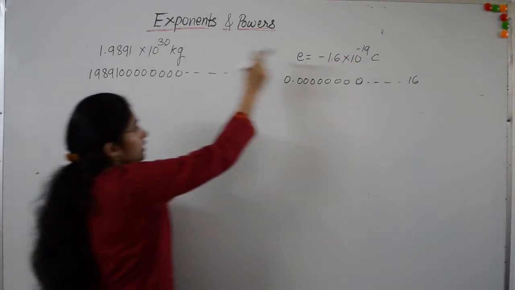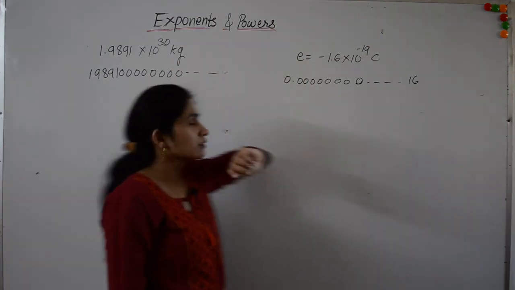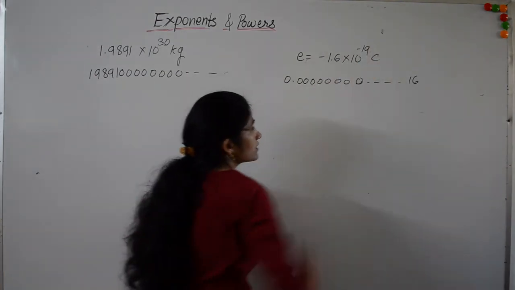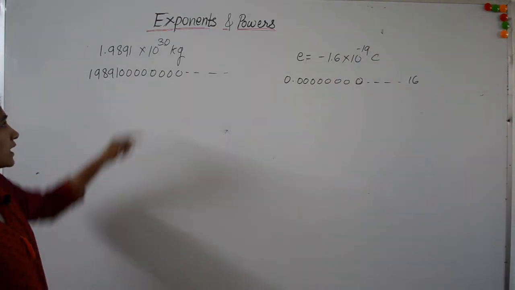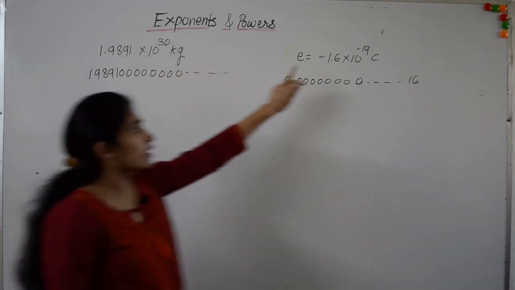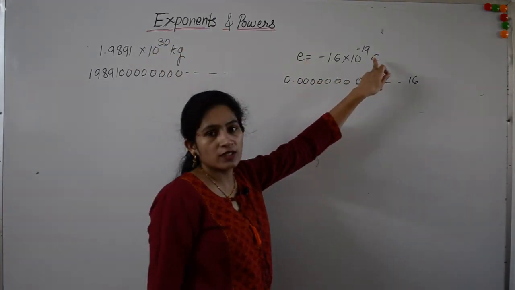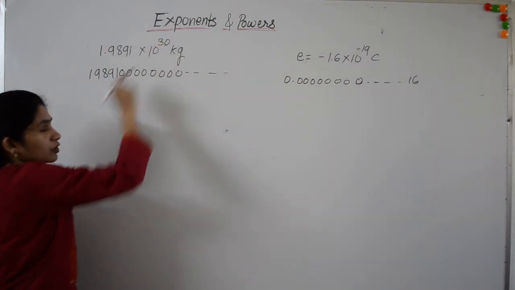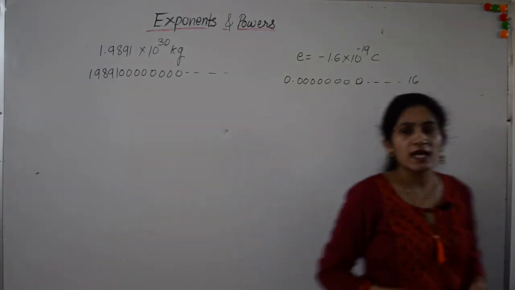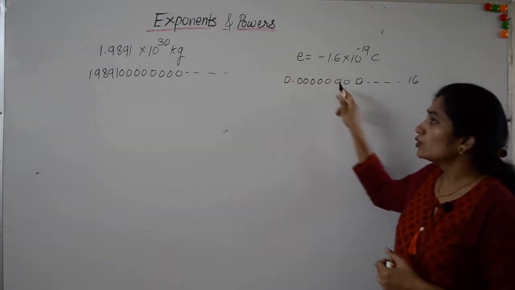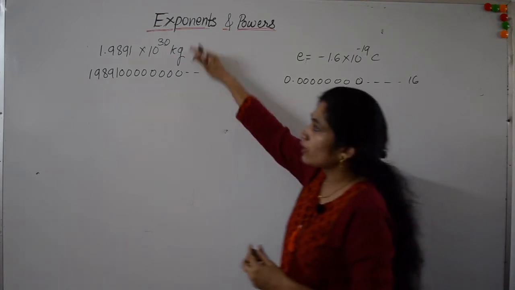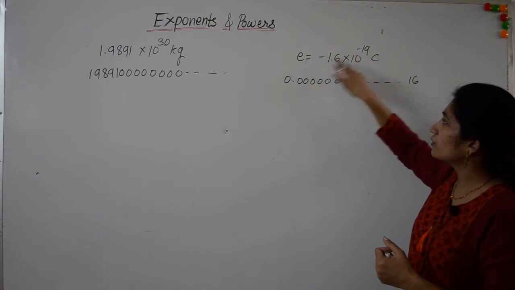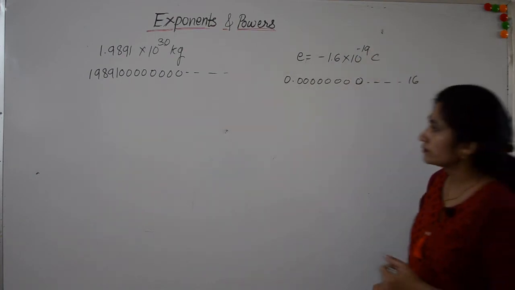Did you notice any main difference between these two numbers? Here the power is plus 30, but in this case power is minus 19. It means that in this case the exponent is positive, whereas in charge on electron the exponent is negative. Therefore the exponent in which the power is positive is called positive exponents. In this class we are going to learn about negative exponents. Until now we have worked only with positive exponents. Exponents in which power is negative are called negative exponents.